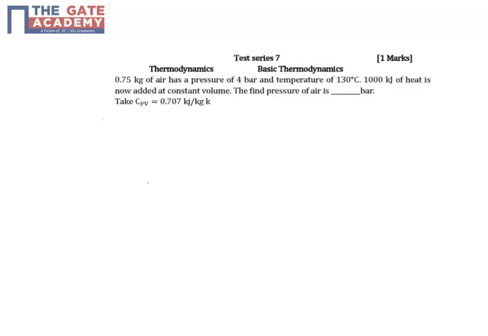Let's discuss a question from thermodynamics. This is a question on ideal gas, basically on air. So 0.75 kg of air has a pressure of 4 bar and temperature is given. So it undergoes a constant volume process. So in the PV diagram it looks something like this. Constant volume process, vertical line.